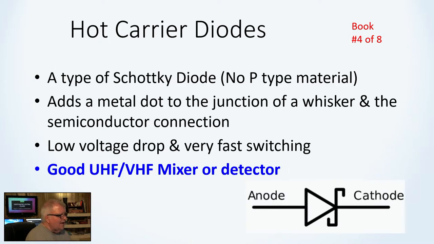Hot carrier diodes are a special type of Schottky diode. There's no P-type material. At the junction, it adds a metal dot so that it's not just a wire connecting to it. It has a very low voltage drop and very fast switching. Hot carrier diodes are good for UHF and VHF mixers or detectors. So those are hot carrier diodes, VHF, UHF mixers, or detectors.